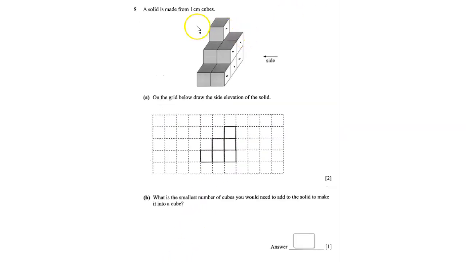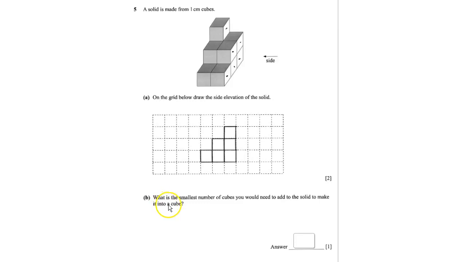So for question 5, this is an elevations question. On the grid below, draw the side elevation of the solid. It's as if you're standing to the side of this shape and you're looking towards this side here. What can you see? So you can see 3 at the bottom, 2 in the middle and 1 at the top. And this is how I've drawn it on this grid.